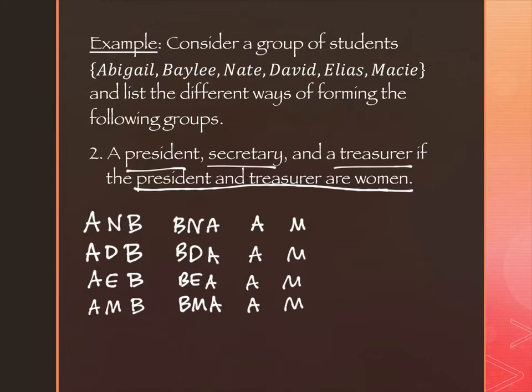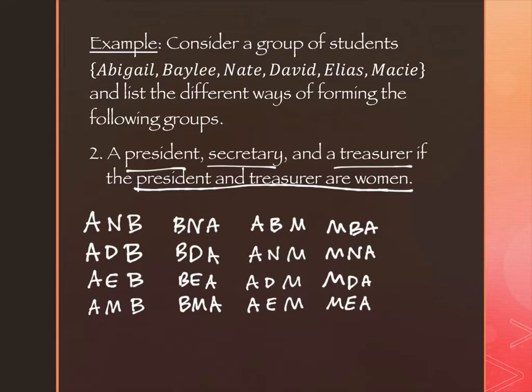And we'll go through our list of others that aren't listed. So I have Nate. Actually, I'll do Bailey first since she's listed first. Bailey, doesn't matter the order. Nate, David, and Elias. And I can do this same grouping and then flipped over here, right? Just like I did with Abigail and Bailey. So I can do MBA. That's a degree, by the way. MNA. MDA. And MEA.